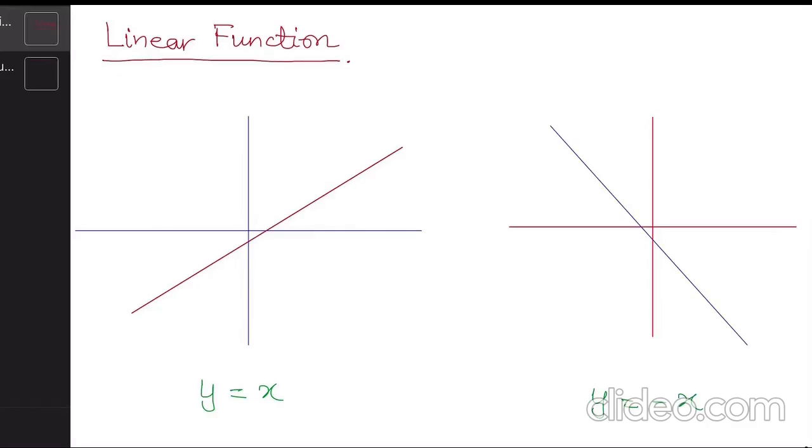Hello, Assalamu alaikum. So today we are going to discuss one of the basic concepts of the graph of functions, and we are going to see some of the basic shapes of the graph of functions.